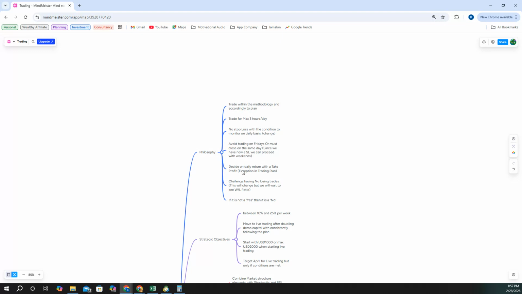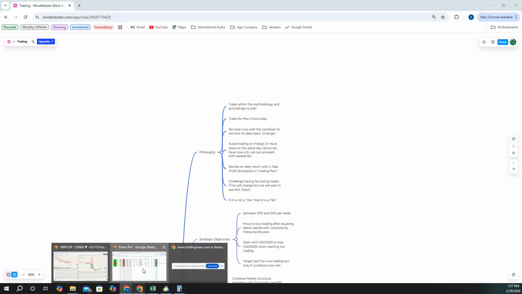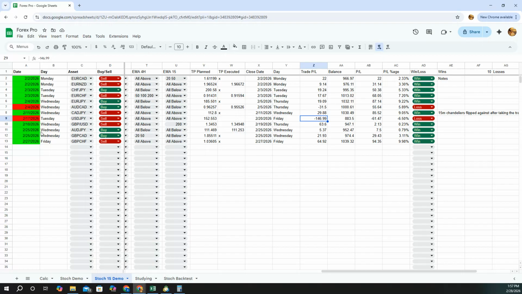Decide on daily return. Now, this is the decide on daily return with a take profit. So we take between 30 to 60 pips, and it's in pips. Per week, in the objectives, we have between 10 to 25% per week. Now, this is a strategic objective, meaning that we will be working towards achieving this objective. Okay, and what happened during this week, the previous week? So these were the trades.